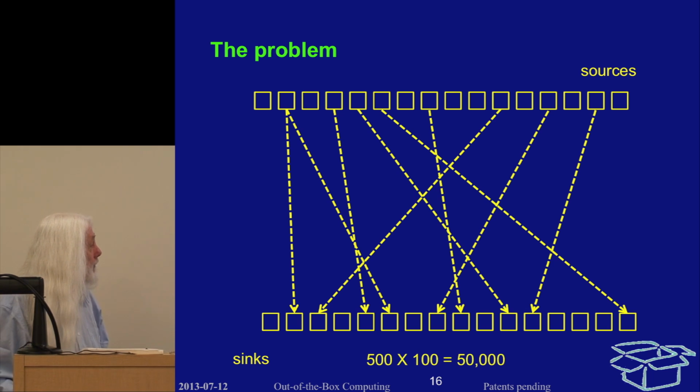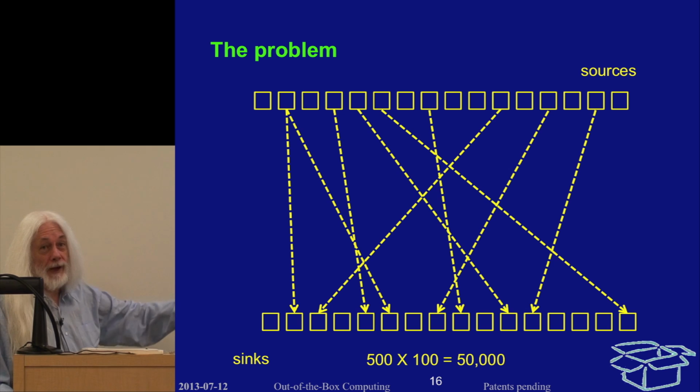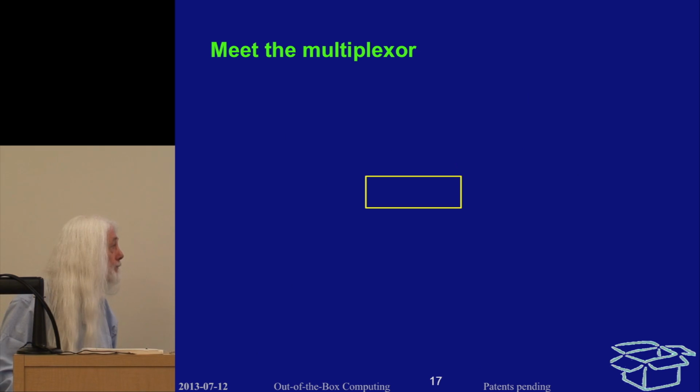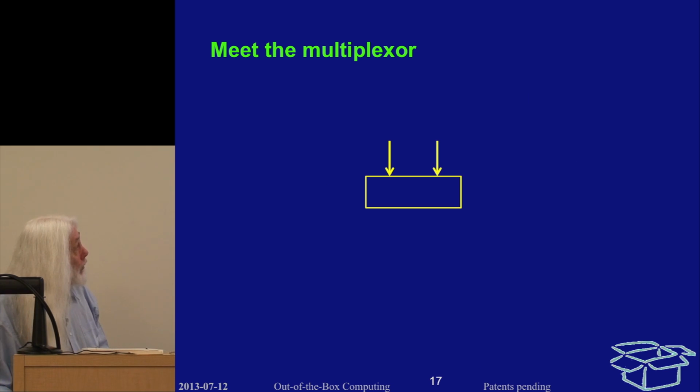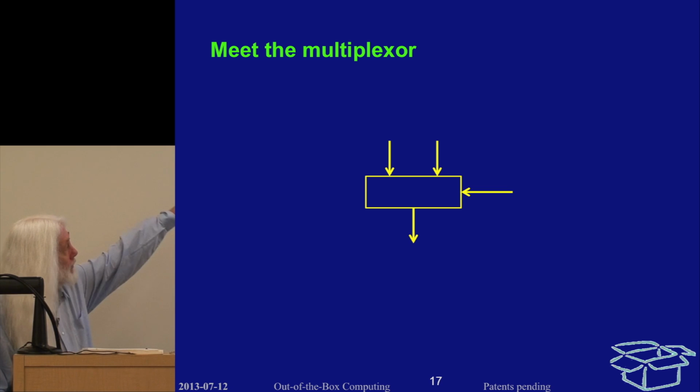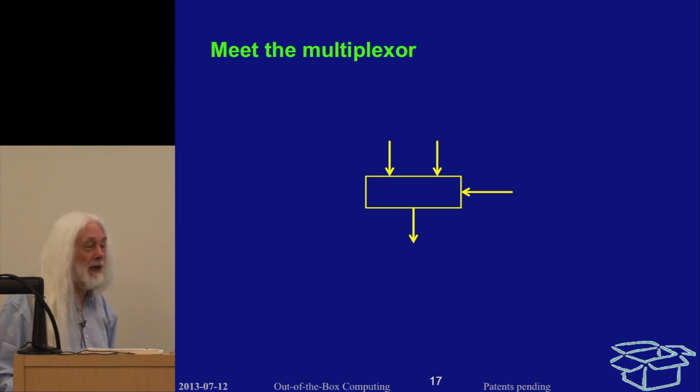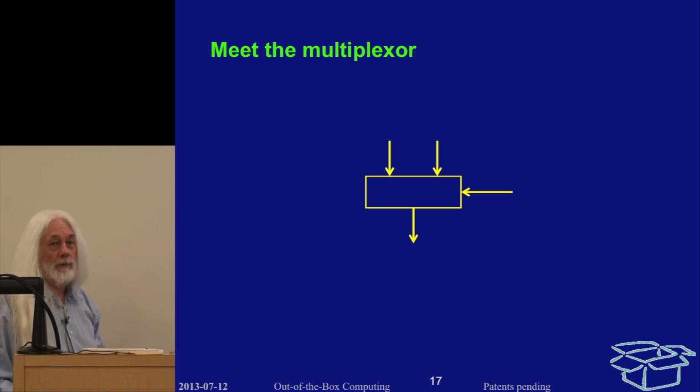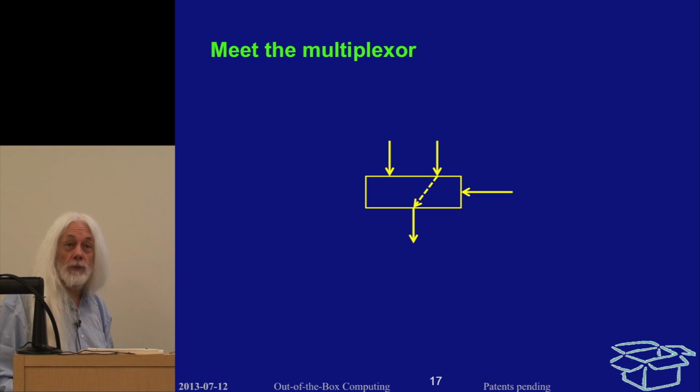It's 50,000 connections possible. The fundamental tool used to do the hookup, well, meet the multiplexer. A tiny circuit. It has two inputs at the top, data input, and a control input to the right, and one output. And the control input selects either the left-hand input or the right-hand input to route to the output.